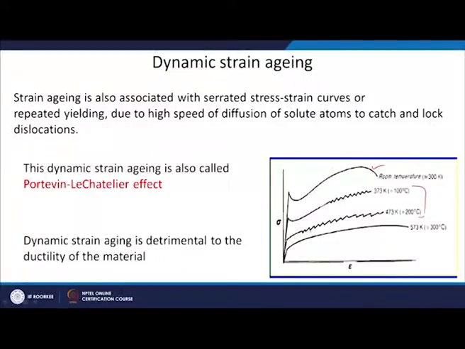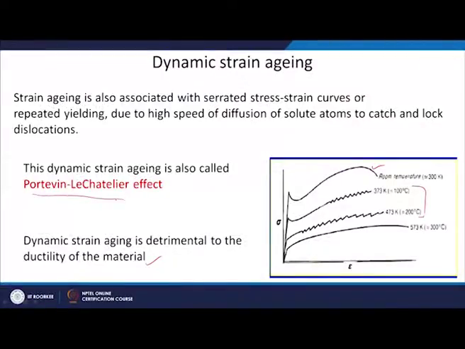The problem with dynamic strain aging is that it is not good for the ductility of the material. Where you see dynamic strain aging, the ductility of the material comes down. This effect of dynamic strain aging is called the Portevin-Le Chatelier effect.